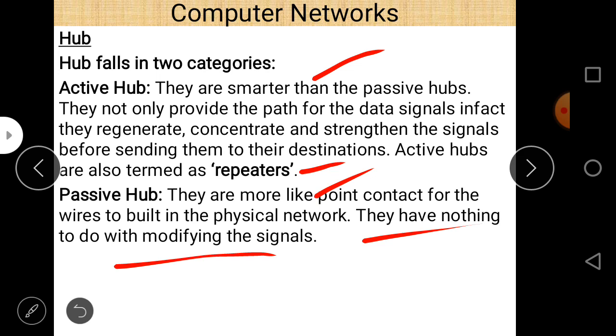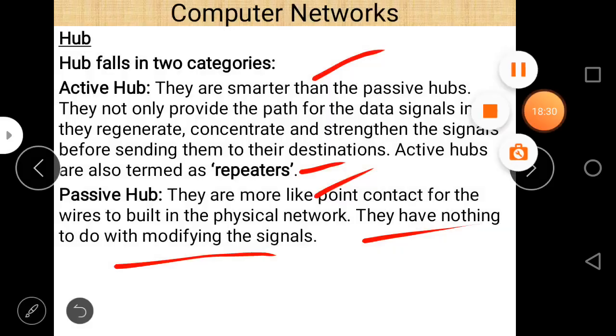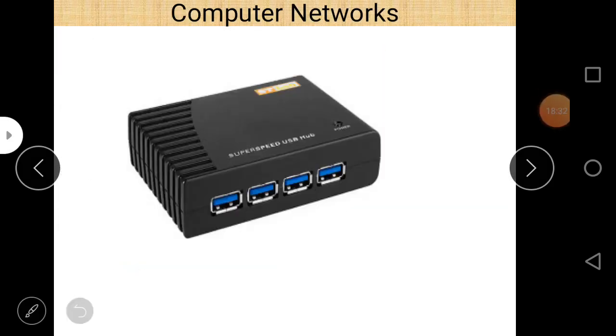So hubs are classified into two basic categories. This is the diagram of a hub. Hubs look like this. Next, switches.